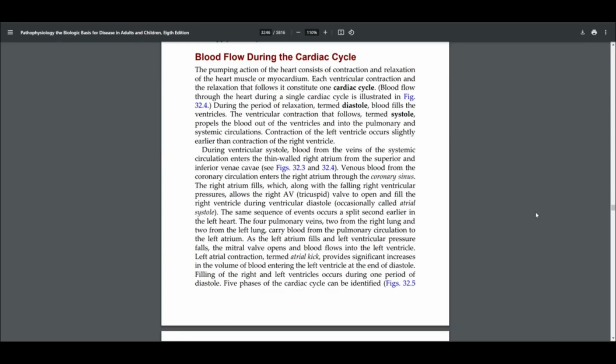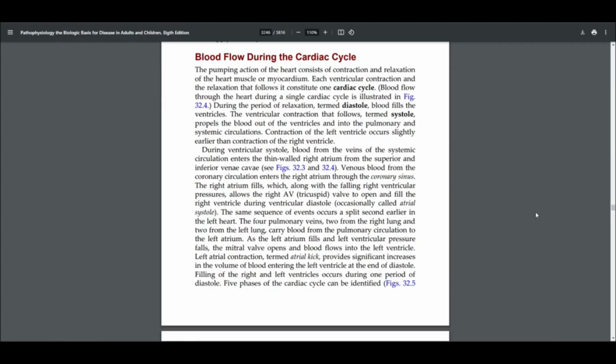Blood flow during the cardiac cycle. The pumping action of the heart consists of contraction and relaxation of the heart muscle, or myocardium. Each ventricular contraction and the relaxation that follows it constitute one cardiac cycle. Blood flow through the heart during a single cardiac cycle is illustrated in figure 32.4.